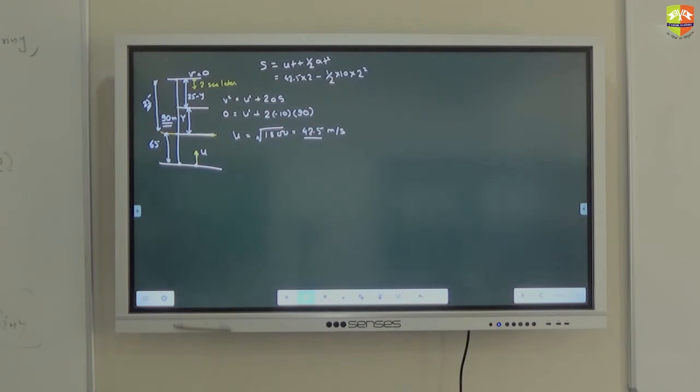But see, we have divided the entire chain of events into two things. I have taken the event of the first stone, which covered 65 meters. After 65 meters, you can treat both the stones as together. So my timer is zero. After 35 seconds, I have again reset the timer so that this t minus 2, t plus 2 is not confusing.